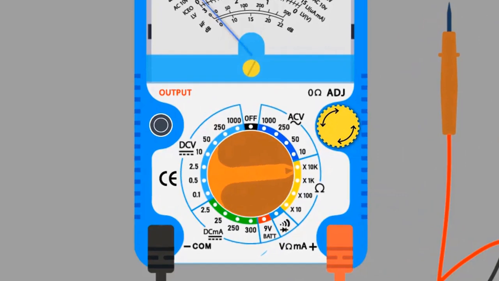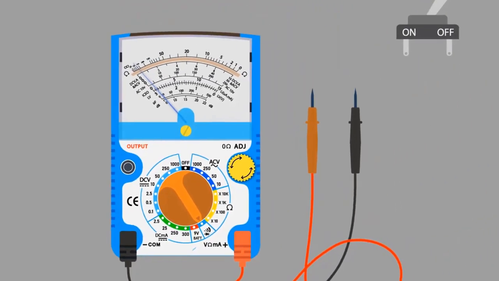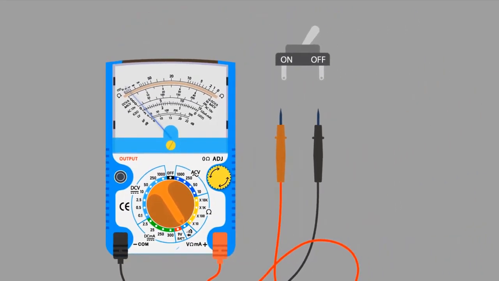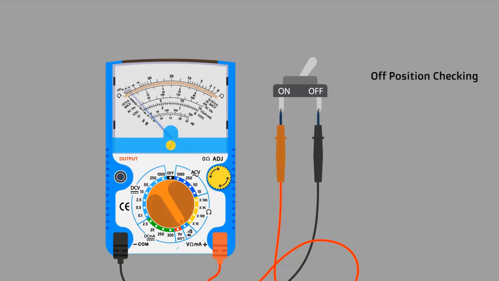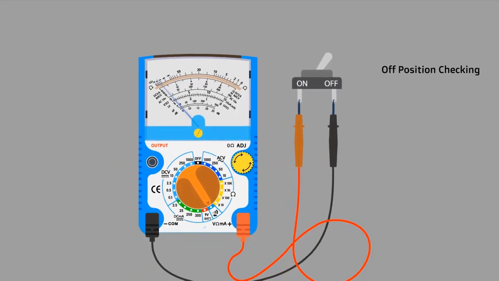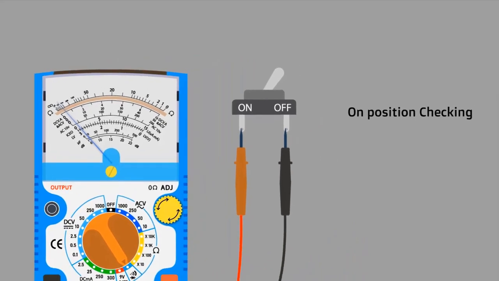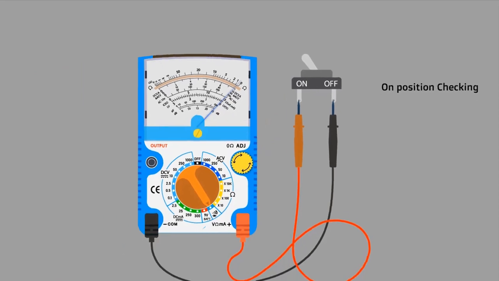Move the selector switch to the buzzer. Connect the red probe with one side of the switch and the black probe to the other side. Firstly, we are testing the switch in the off position. The multimeter produces no sound, so it is okay in the off position. Now, turn on the switch. The multimeter is producing sound, it means the switch is also working properly in the on position. This is how we can check continuity.